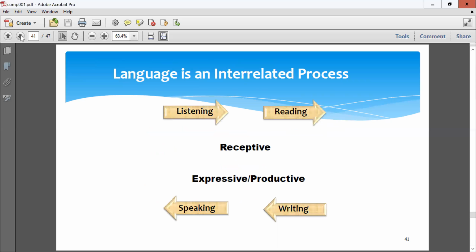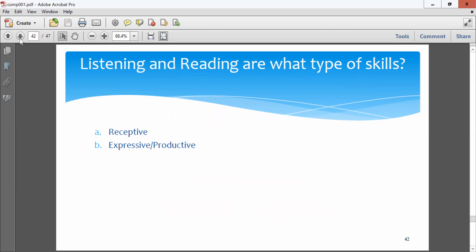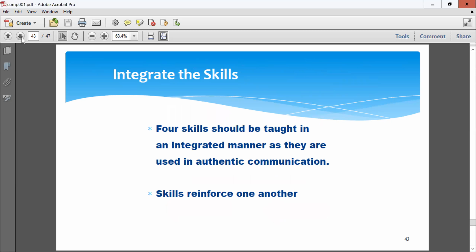English speaker. So listening and reading are considered what we call receptive skills, meaning you receive the information, and speaking and writing are what we call the expressive or productive skills, meaning that you are at that point producing information, talking or writing. Listening and reading are what type of skills? Hopefully you just said receptive.